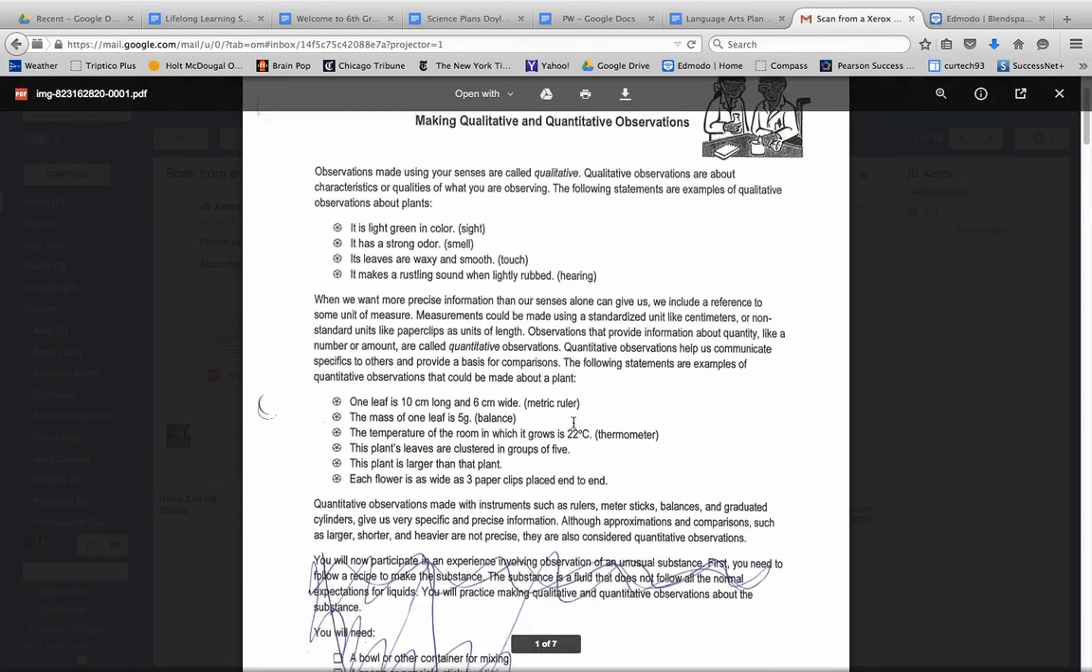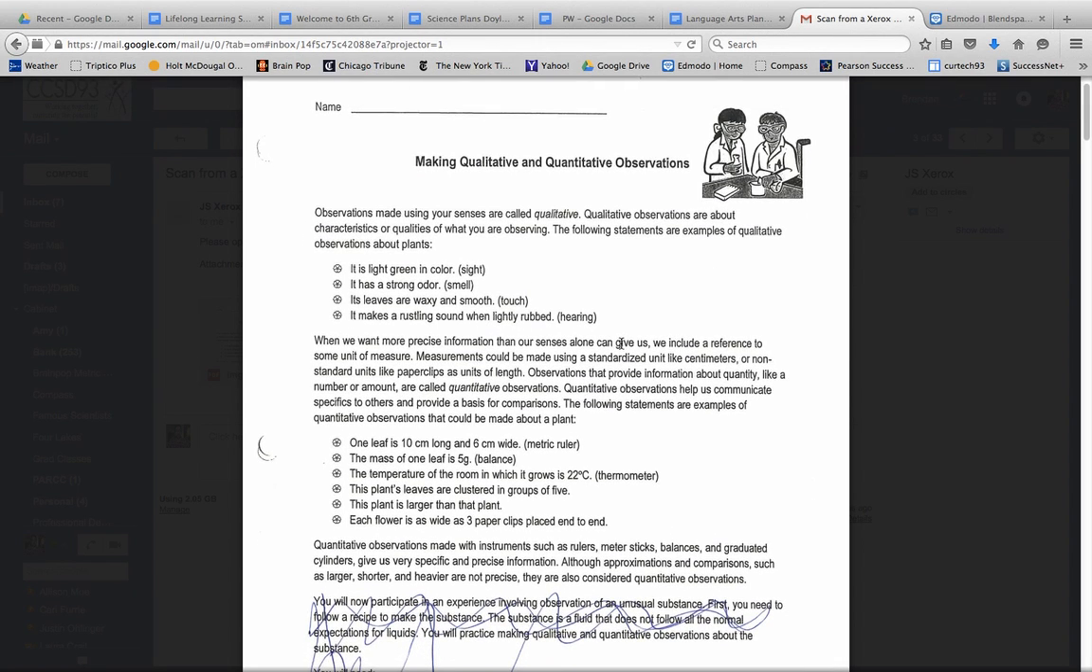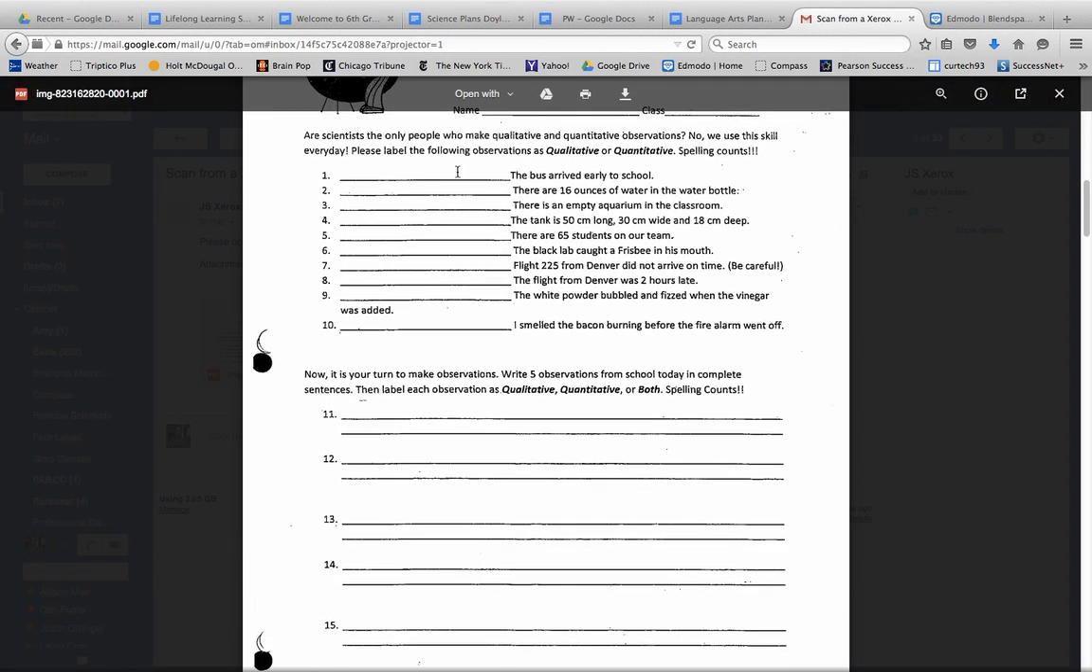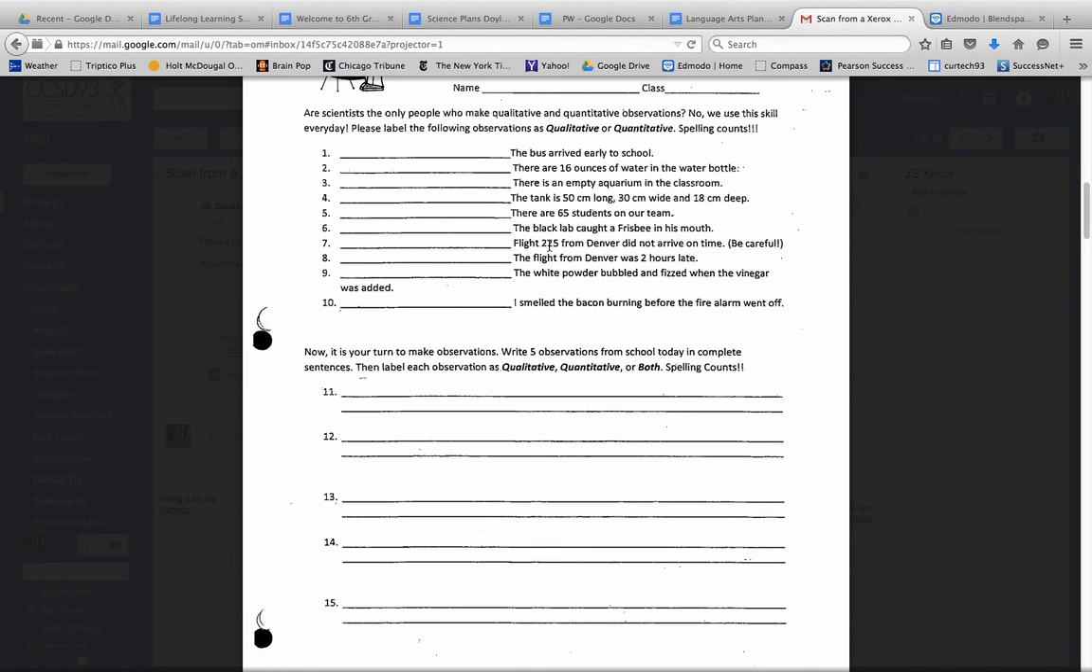And you can work with partners on all of this, since our main goal is to work productively and cooperatively with peers. So this activity is answering some questions, labeling these statements as either qualitative or quantitative. And down here, you're going to write 5 observations from school today in complete sentences and label those observations as qualitative or quantitative. I guess sometimes it could be both too. And work with a partner on this, and I'll be checking it over.